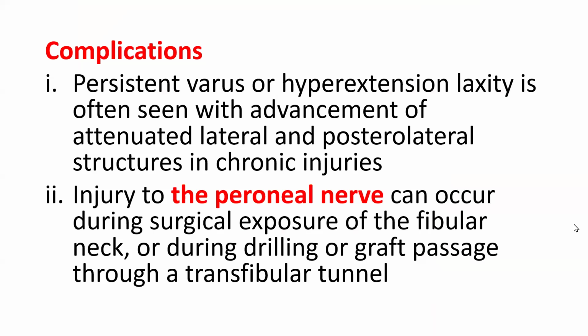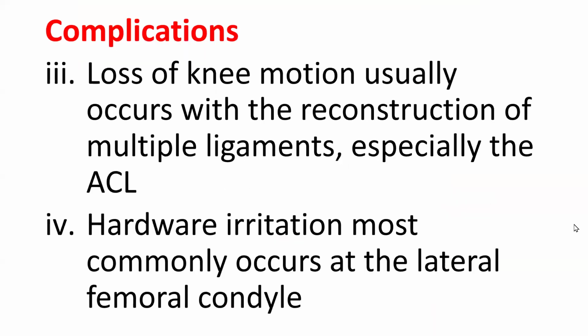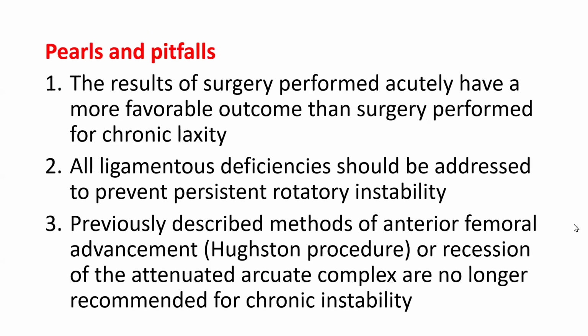Complication: persistent varus or hyperextension laxity is often seen with advancement of attenuated lateral and posterolateral structures in chronic injuries. Injury to the peroneal nerve can occur during surgical exposure of the fibular neck or during drilling or graft passage through a transfibular tunnel. Complications: loss of knee motion usually occurs with the reconstruction of multiple ligaments, especially the ACL. Hardware irritation most commonly occurs at the lateral femoral condyle. The results of surgery performed acutely have a more favorable outcome than surgery performed for chronic laxity.